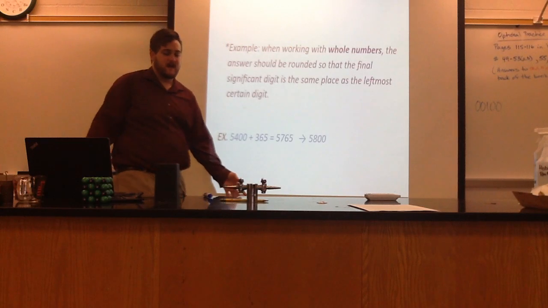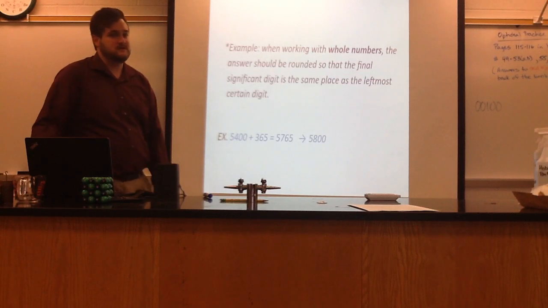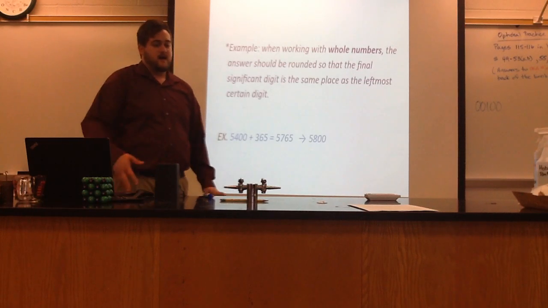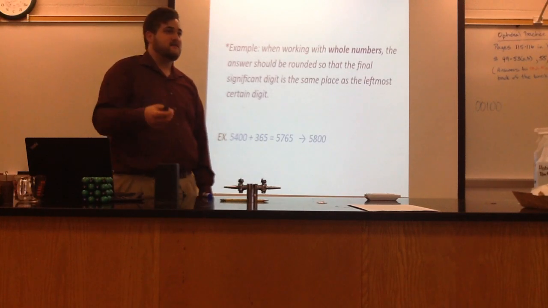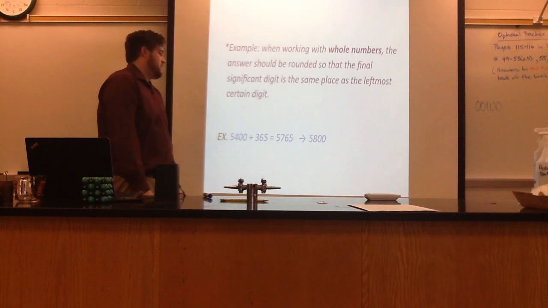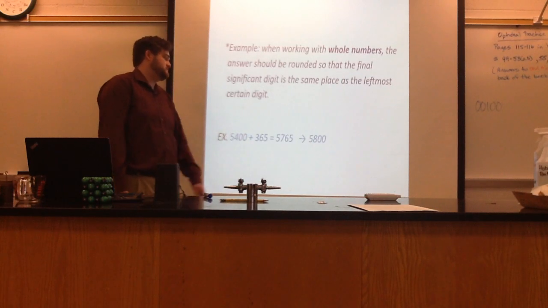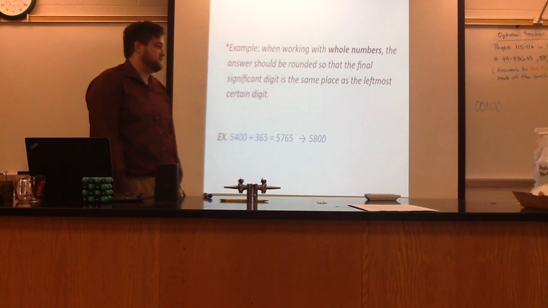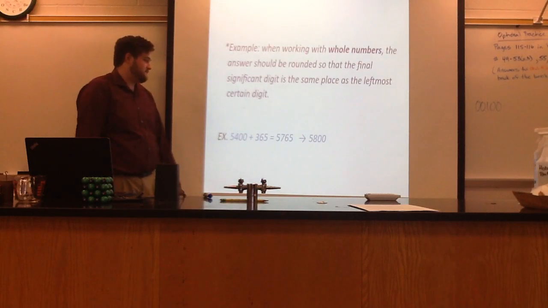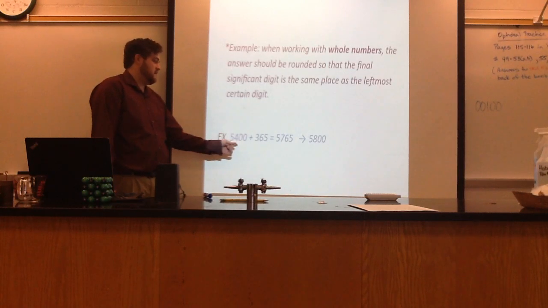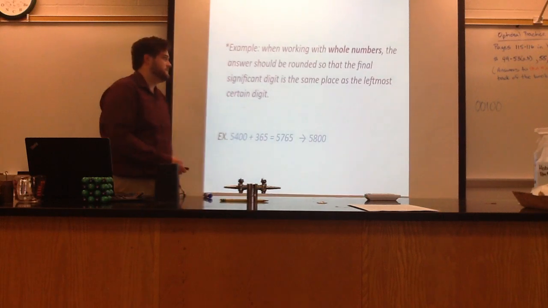If it doesn't have a decimal place, you're going to round to a whole number. So essentially you're looking for the leftmost certain digit. So remember, for certainty, you're going to look at a non-zero integer, especially when we're looking at whole numbers here. So for example, 5,400 plus 365 is going to be 5,765. However, we're going to round it to 5,800 because the leftmost certain digit is going to be in the hundreds place right here. So you're going to round it to the hundreds place on these.